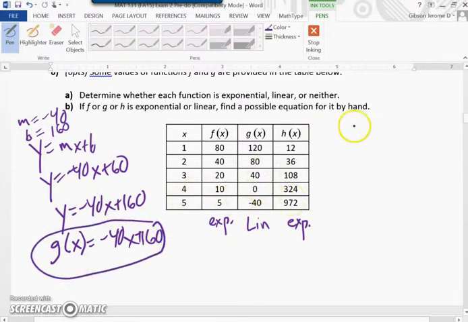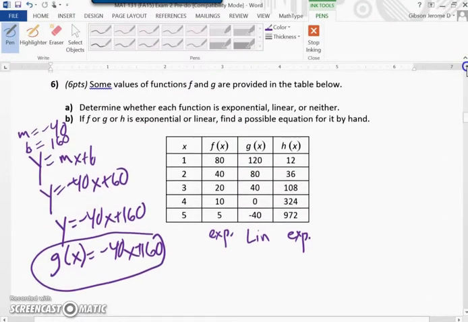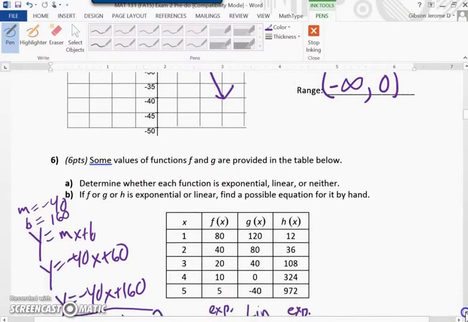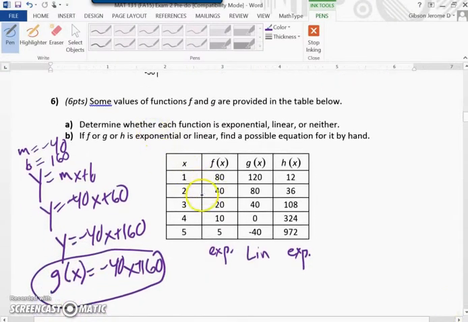Now we have to deal with these exponential equations. We could just put this in the calculator and be done with it, but because it said by hand, let's do this by hand. First of all, we have to get where x is 0. In f of x, we're dividing by 2, so if we go up, we'll be multiplying by 2. So this would be 0 and 160.